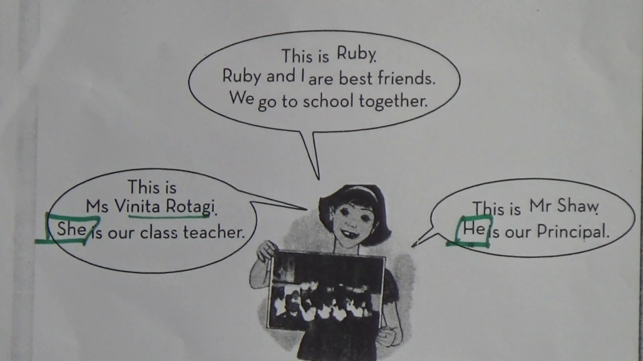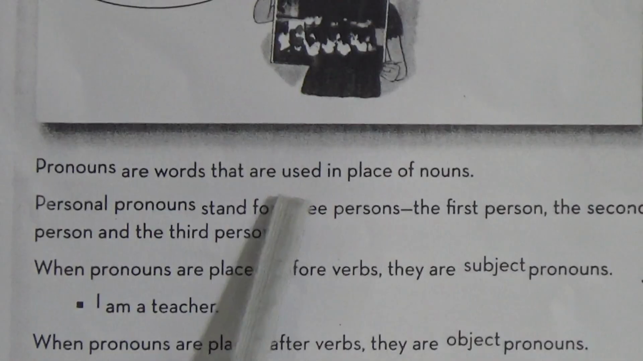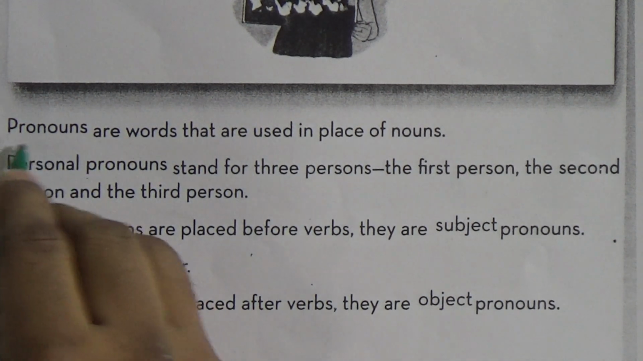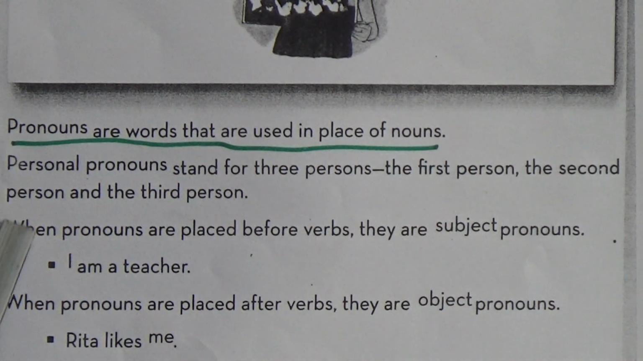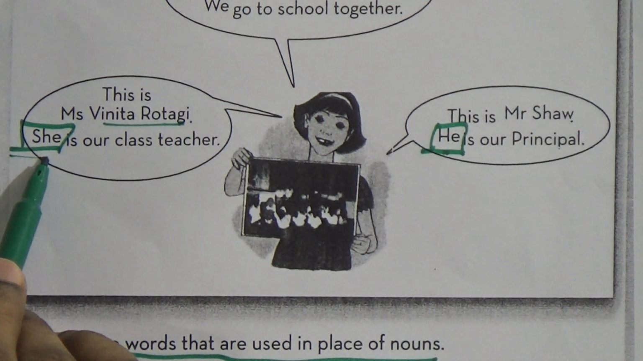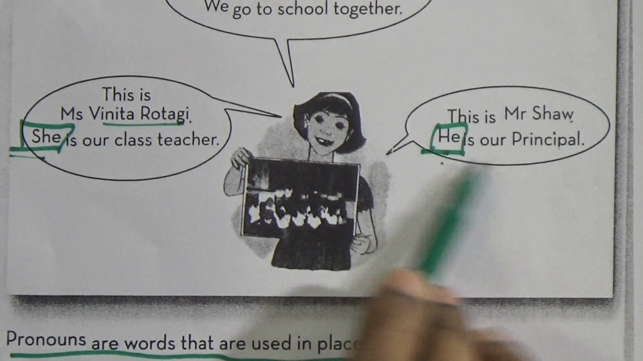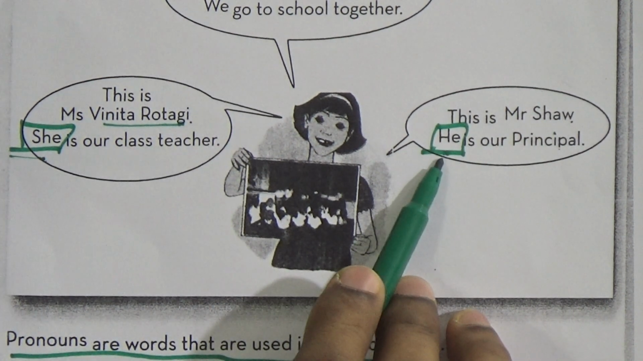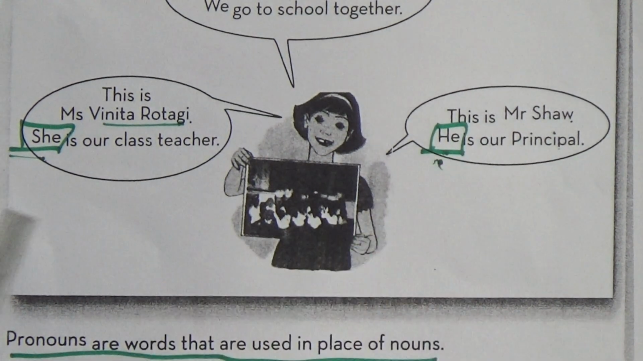So when we are using pronouns instead of any noun, they are called pronouns. Pronouns are words that are used in place of nouns. So in this sentence, in place of Vinita Rotagi, we are using she. She is a pronoun. In place of Mr. Shaw, we are using he. He is our principal. He is a pronoun. So pronouns are words that are used in place of nouns. We use pronouns so that we do not have to use the nouns repeatedly.